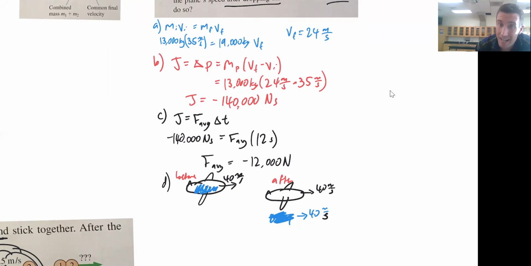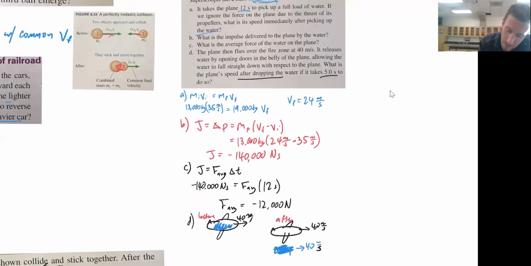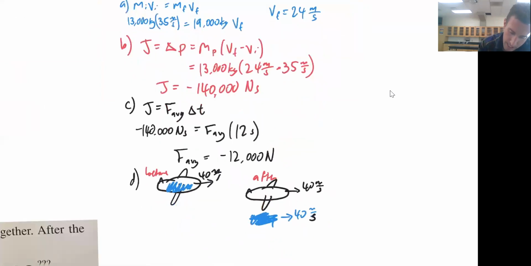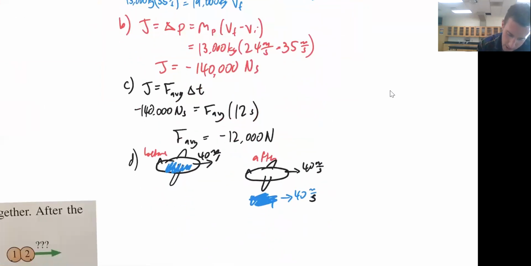So, has there been any change of speed? No change of speed, because everything is still moving horizontally. They've separated vertically, but horizontally, because it says it falls straight down with respect to the plane, there is no change of speed. So the plane is still going 40 meters per second.